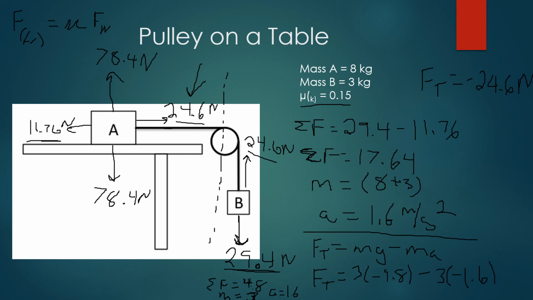So now let's look at box A. To get the net force, it's going to be 24.6 minus 11.76. So I get a net force of 12.84. When I divide that by a mass of 8, just take a guess what that's going to equal. And that's exactly what it should. It's just a way of checking your work.